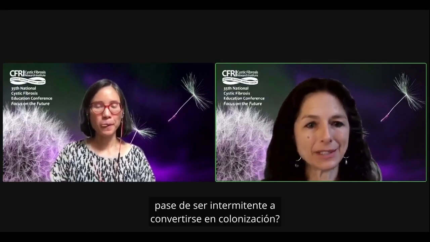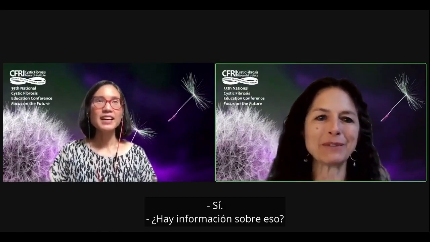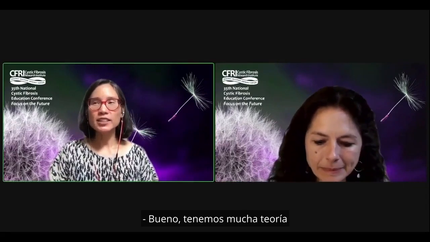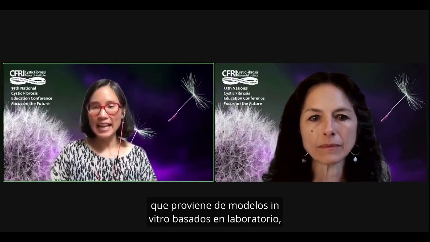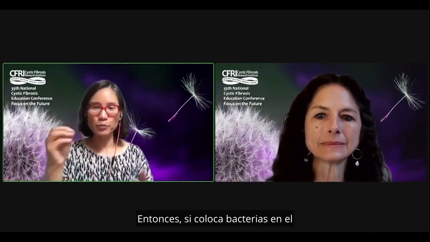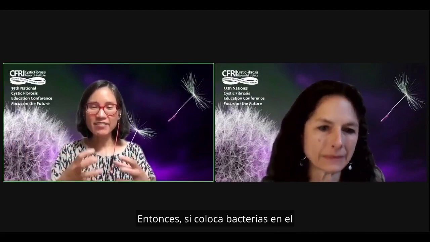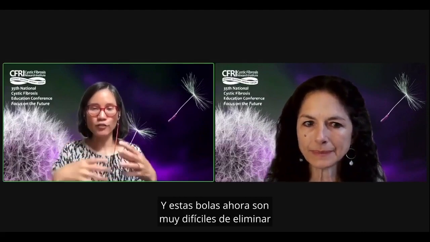Do they know anything? What is the trigger that turns an infection from intermittent to a switch to colonization? Is there any information on that? Well, we have a lot of theory that comes from lab-based in vitro models, things like the ability of bacteria to grow in a biofilm. If you put bacteria in the sticky, very viscous CF mucus, it allows bacteria to start growing these little balls, and these balls are then very hard to clear by the host immune system and by antibiotics. That's one kind of mechanism.